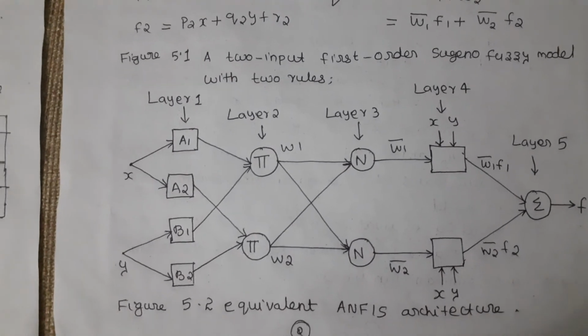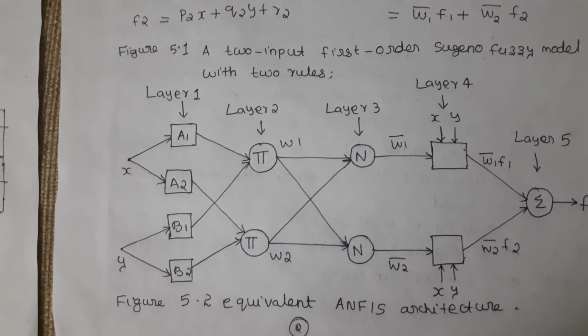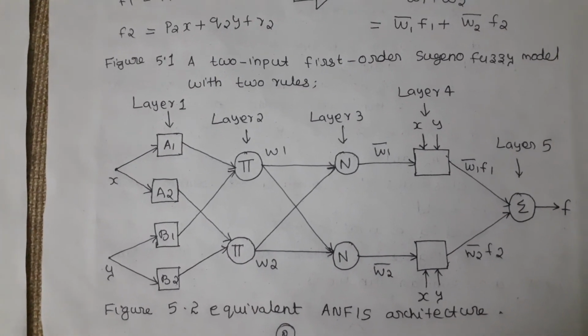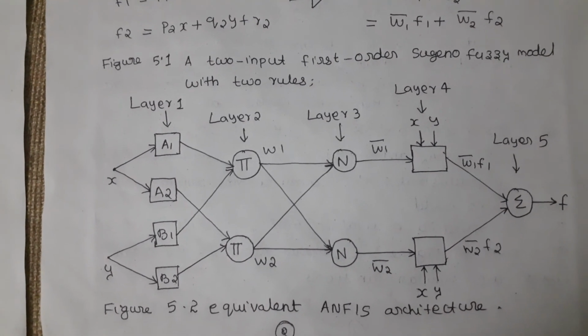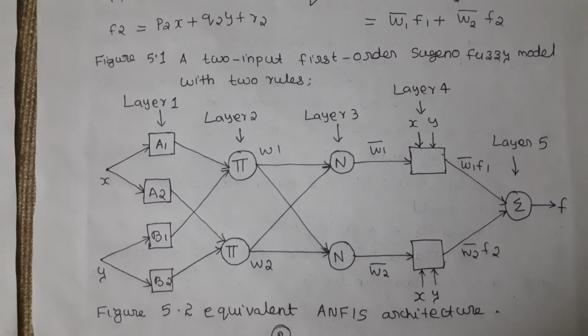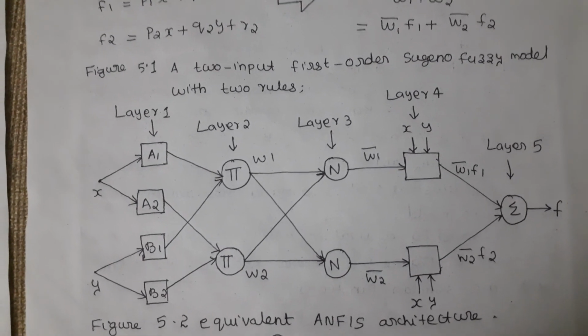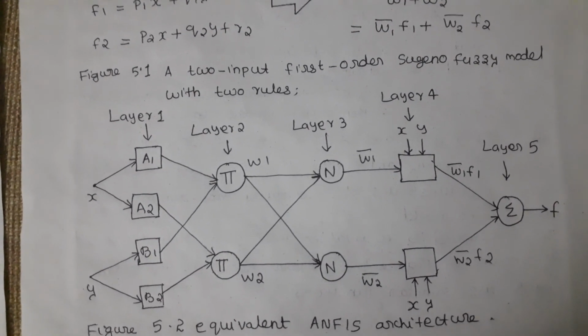Now tell me, what are all the consequent parameters in this equivalent ANFIS architecture for a 2-input first-order Sugeno fuzzy model? The consequent parameters are P1, Q1, R1, P2, Q2 and R2.